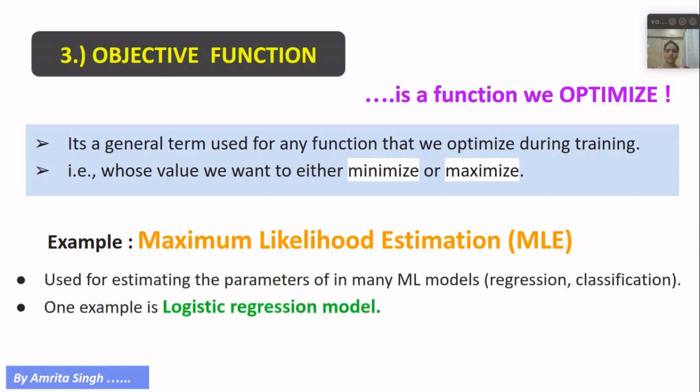This algorithm is used for estimating the parameters in many machine learning models, regression, classification, but one common example is the logistic regression model. There you might have heard about this maximum likelihood estimation framework. So in simpler terms, we can say that for the objective function, we are either minimizing or maximizing, unlike the cost or the loss function, where we tend to only minimize.